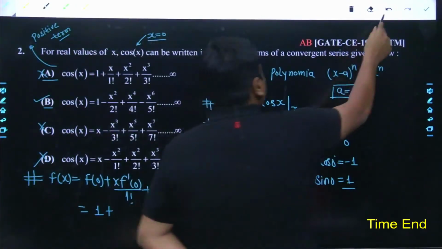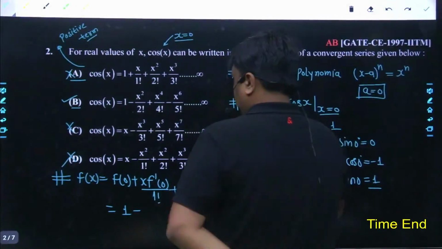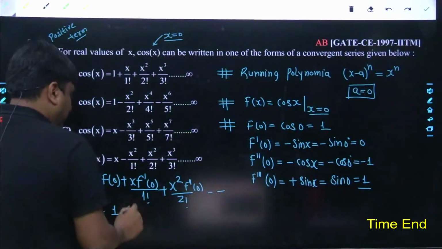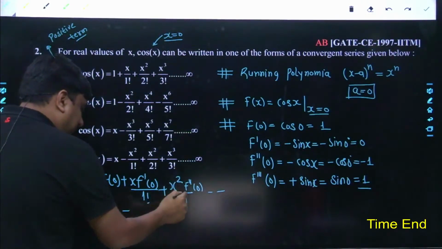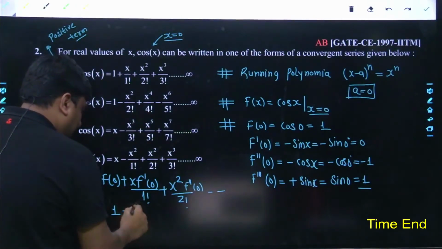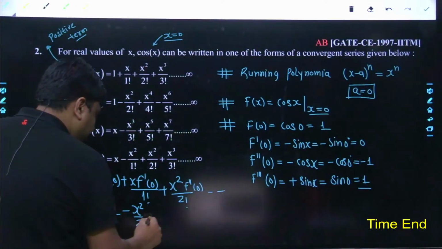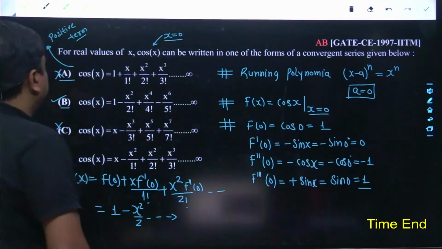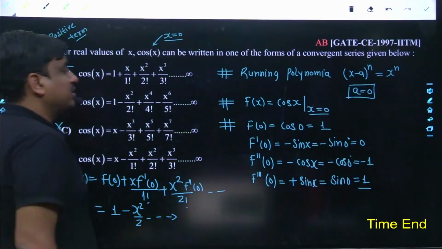So let me do one thing. The minus is discarded over here. What is the value over here? So here f double dash 0 is minus 1. The minus is already out. This is x square divided by 2 factorial, and so on and so forth. So according to that, B is the best answer.